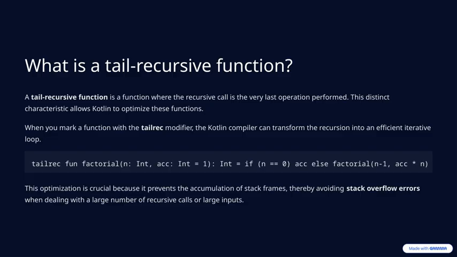For example, consider this factorial function. With the tailrec modifier, Kotlin can turn this into a loop, which helps us avoid building up a large stack of function calls. This is especially important when dealing with large inputs or many recursive calls, because it prevents stack overflow errors. So, understanding tail recursion and how Kotlin handles it is key to writing efficient, safe recursive functions that scale well.